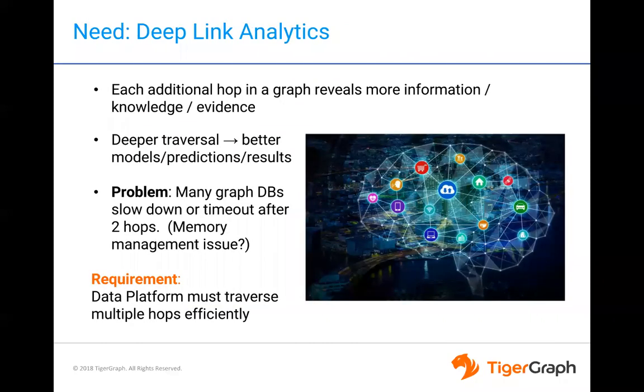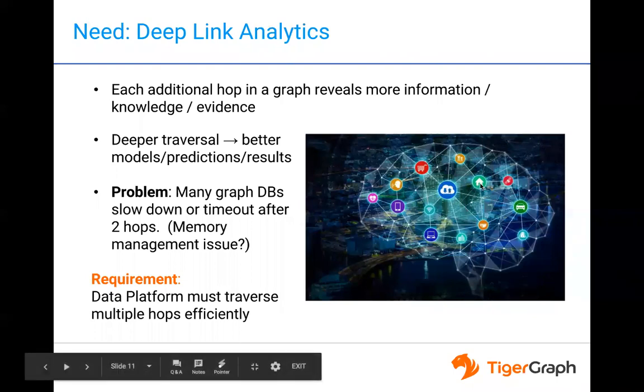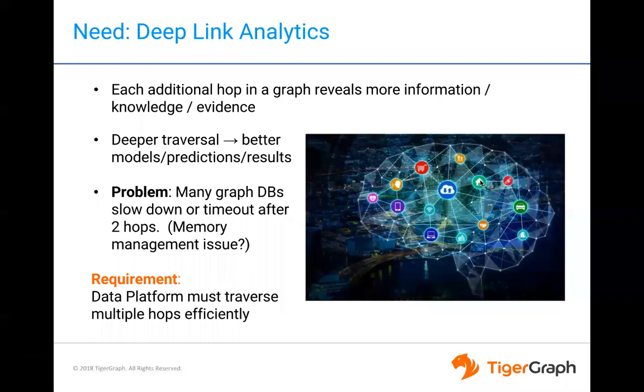We also need deep link analytics. If you want to get a very deep understanding of your world, you want to take advantage of that big data, you have to explore a lot of it. And so when we think in a graph, we talk about hops. Every time you follow a connection from one node to its neighbor, that's one hop. And then if you make another connection, that's a second hop. Being able to follow as many hops as you want in one query is really what you want.